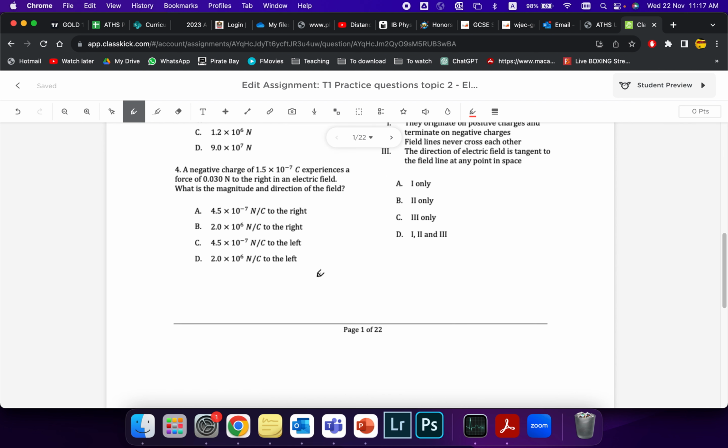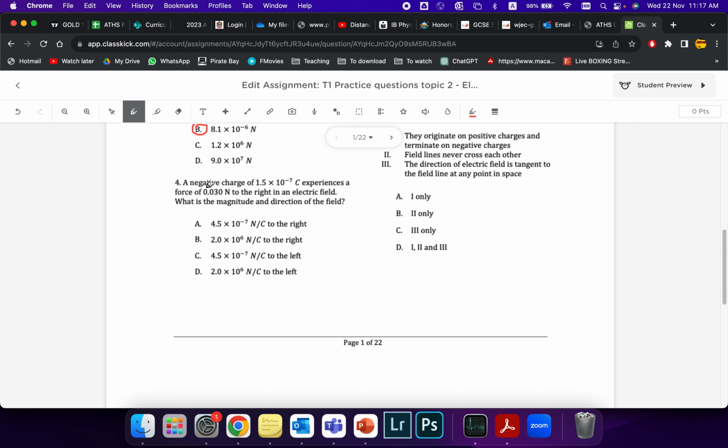Over here, you have another negative charge that experiences a force. Find the magnitude and direction of the field. So if I'm just going to find the field, I will just use FEC again. I'll do E equals F over Q. I'm going to take this and divide it by this number, and I should get 2 times 10 to the 6. So A and C are wrong.